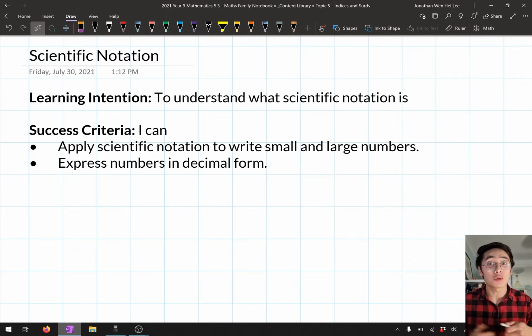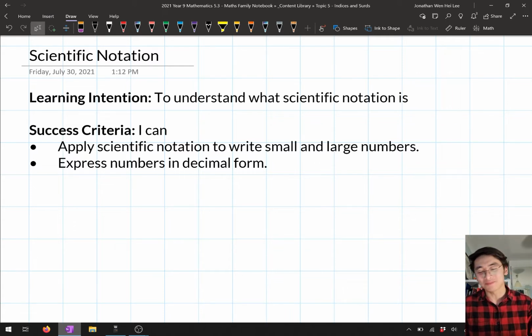In today's lesson we're continuing with our topic of indices and surds, and we're going to look at the final section in this topic, scientific notation. In this lesson we want to understand what scientific notation is, apply it to write small and large numbers, and also express numbers in scientific notation back in decimal form. So that's what we're going to be focusing on in today's lesson.